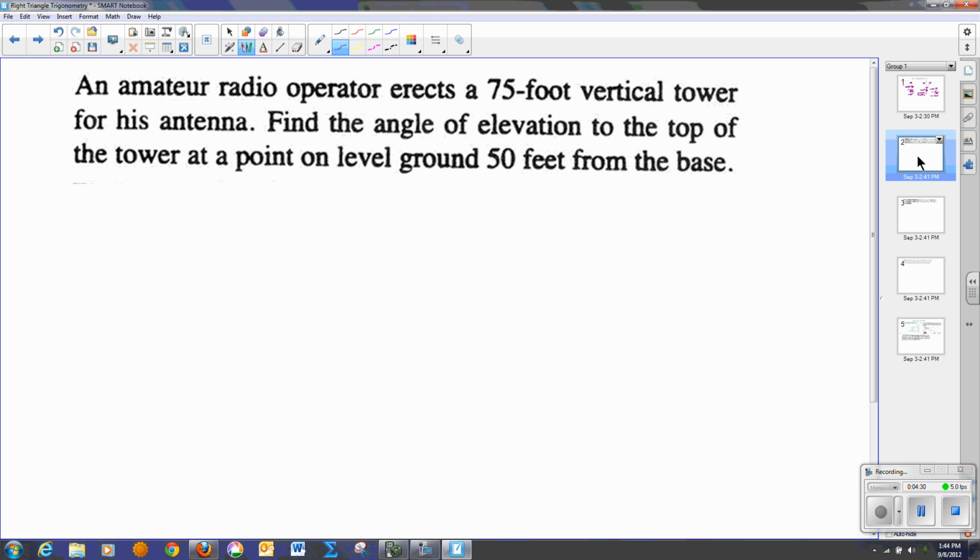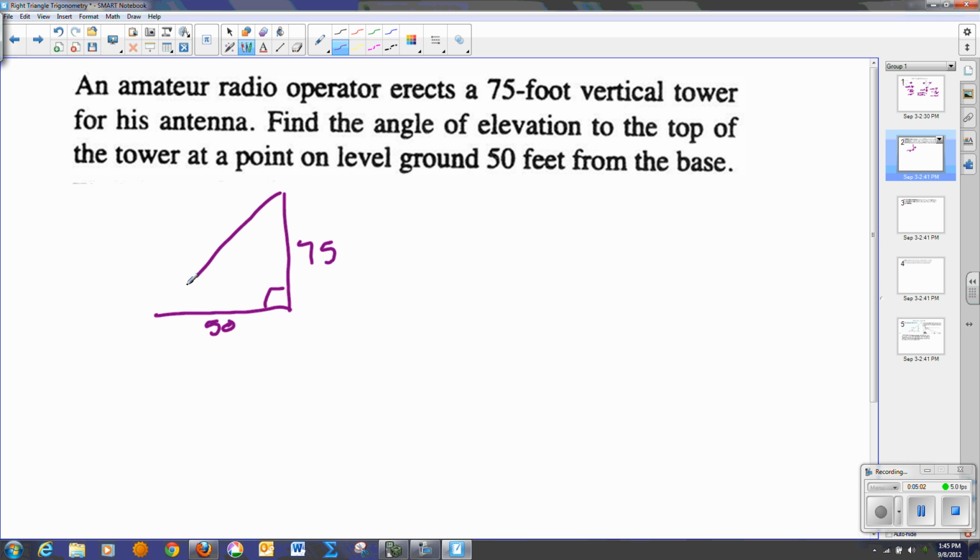So here I have a word problem, and this is what typically gives most people difficulties. An amateur radio operator builds a 75-foot vertical tower. So what that tells me is I have something vertical that's 75 feet. And I want to find the angle of elevation to the top of the tower from a point 50 feet from the base. Well, there's the base, and there's my right angle, and this is 50.